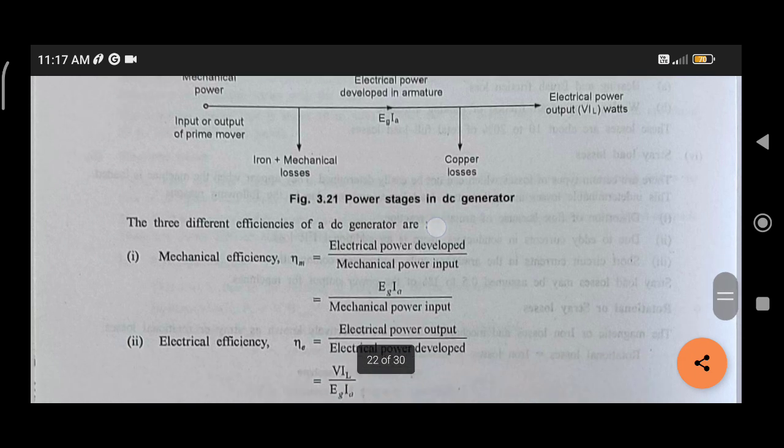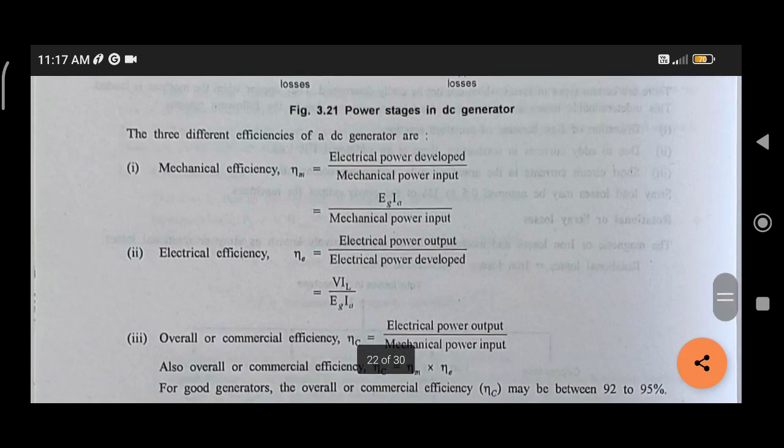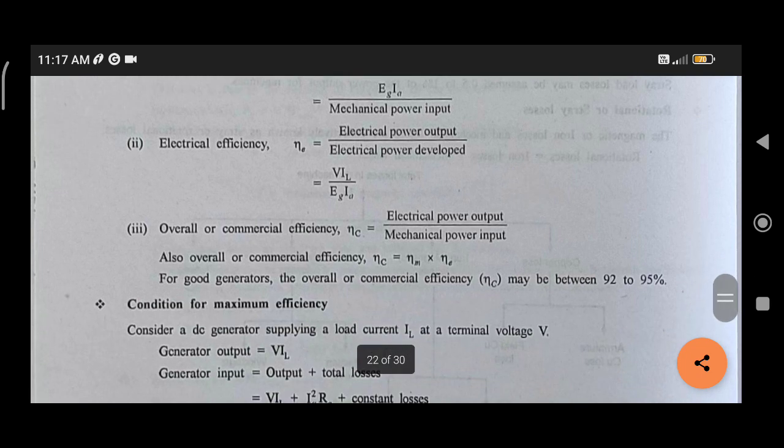Here we have three types of efficiency. First is the mechanical efficiency. Efficiency is basically output by input. In the case of mechanical efficiency, the output is the mechanical power developed, EgIa, divided by the mechanical power input. Electrical efficiency is the electrical output divided by the electrical power developed. And the overall, or commercial, efficiency is the multiplication of these two efficiencies, mechanical and electrical.